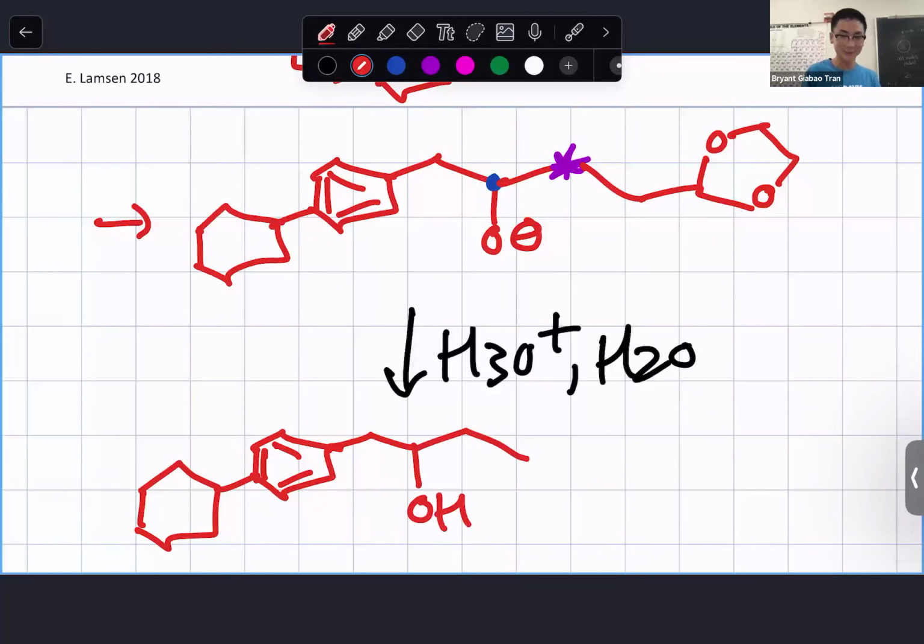And what else will it do? This is the thing we learned today. The new thing. Oh, it deprotects that acetal into the carbonyl, right? So this carbon here is the carbonyl, which this carbon here still has a hydrogen. So that's the hydrogen right there, which is an aldehyde, right?